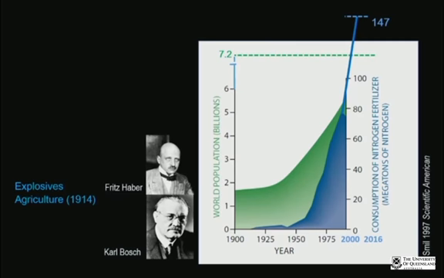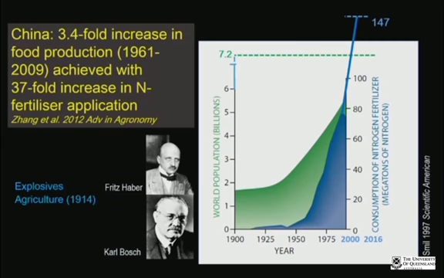But to put this in perspective with today, this recent paper from China showed that they achieved a 3.4-fold increase in food production over the 50 years from the 1960s, but they achieved it with a 37-fold increase in nitrogen fertilizer application. So in other words, you had to put on 10 times more nitrogen in order to achieve a tenth of that increase in agricultural productivity. And that, of course, is at the core of the problem of this nitrogen pollution that is really jarring the benefits of crop production.